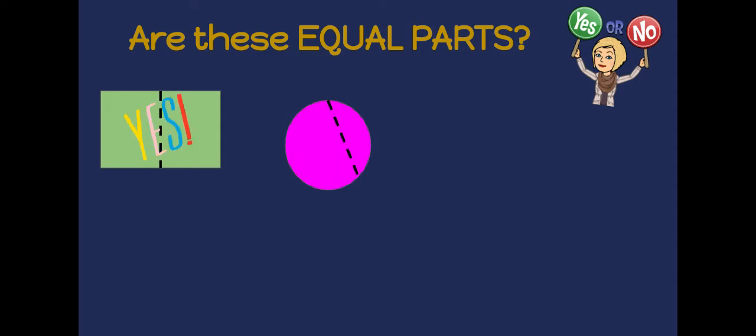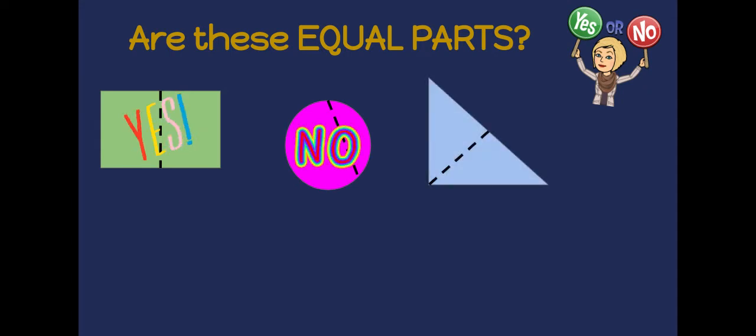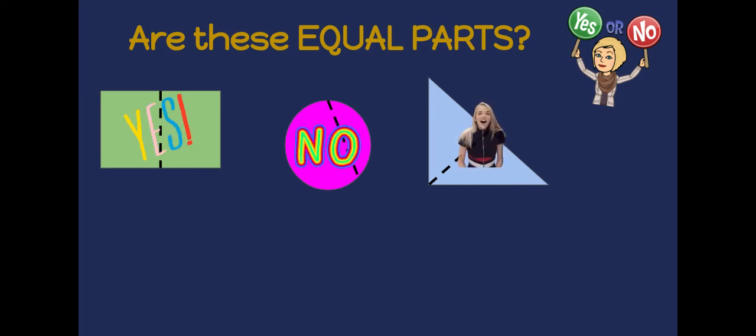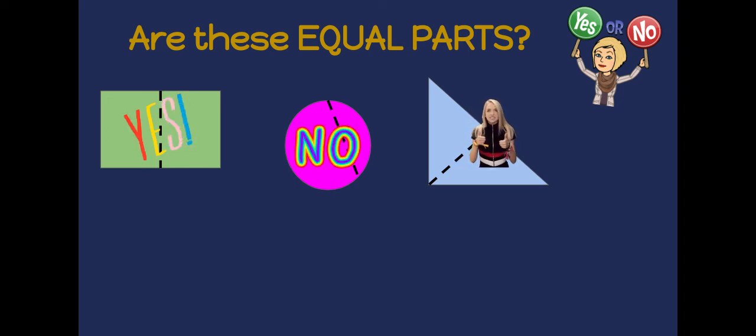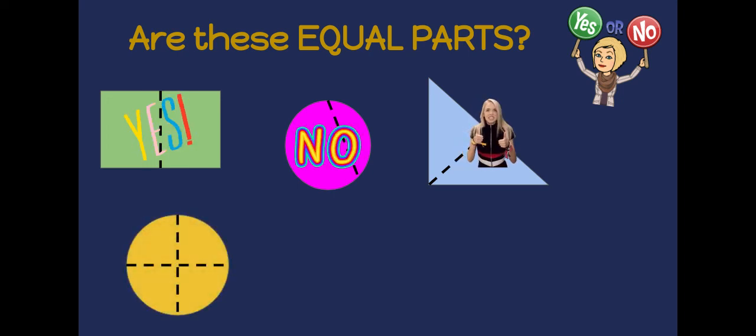Check out this circle. Is the circle divided into 2 equal parts? If you said no, you are correct. Those are not equal parts. All right, let's try this triangle. Yep, nice job. Those are both halves. They're equal. All right, how about this circle?